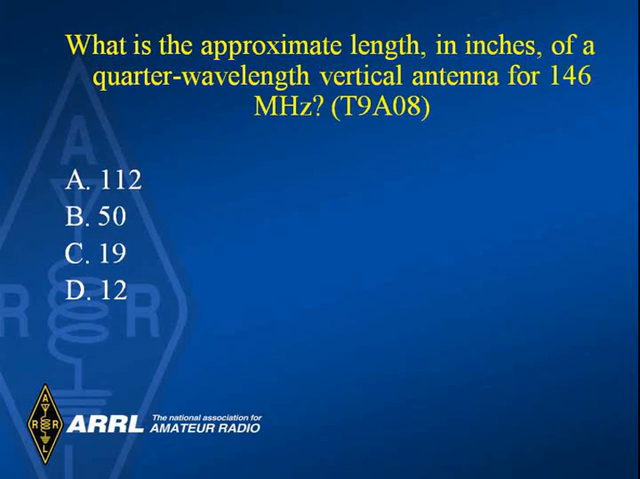What is the approximate length in inches of a quarter wavelength vertical antenna for 146 megahertz? Well, 300 divided by the frequency 146 equals about 2 meters. 39.37 inches times 2 meters equals about 80 inches. 1/4 of 80 inches equals 19 inches. The answer is C, 19 inches.